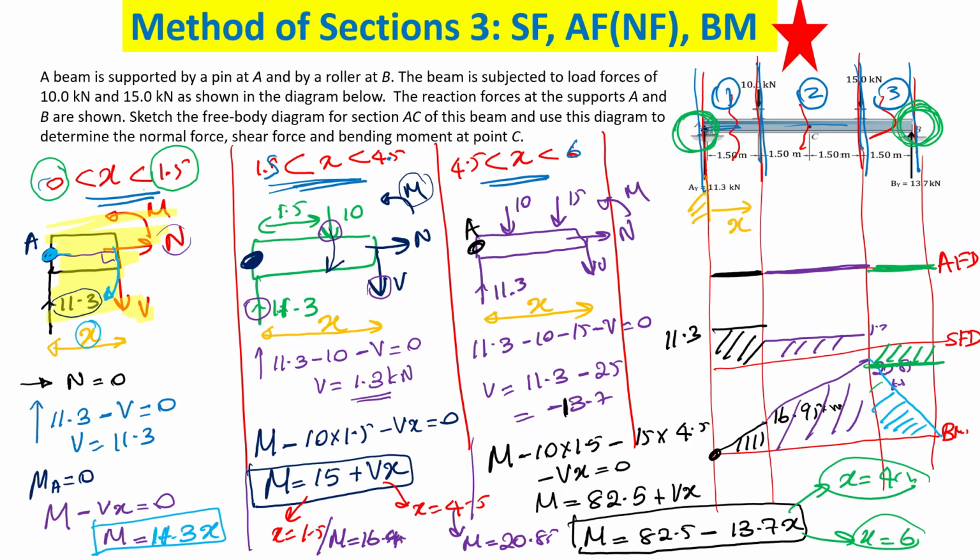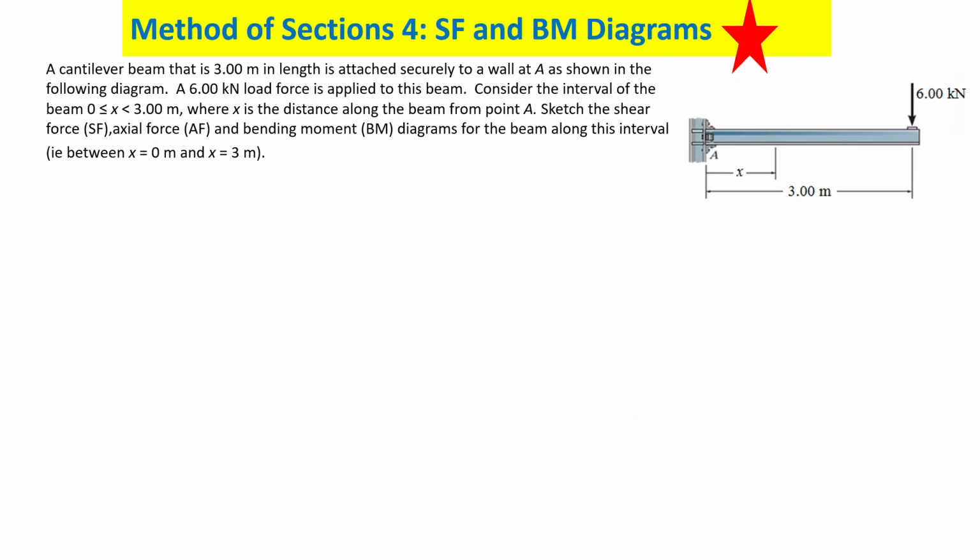Now let's do another question. Read this question. It's long. I want you to first find the support reactions, please. Here, what do you have? What support do you have? Fixed support. So how do you replace it? How do you draw the free body diagram? How many unknown forces for a fixed support?